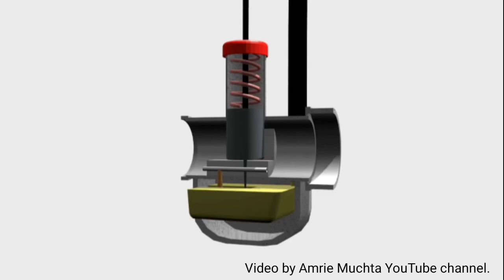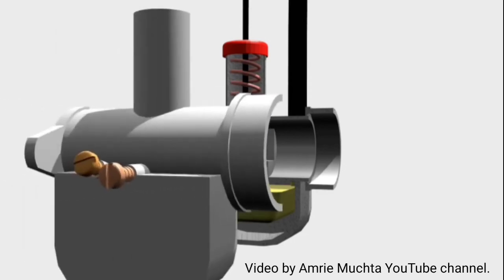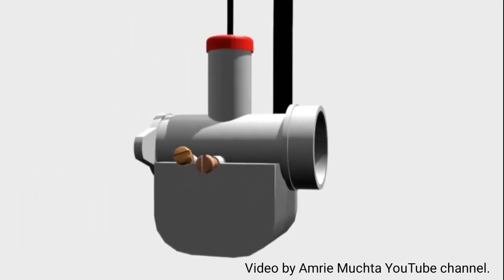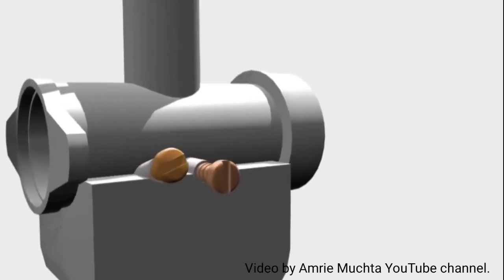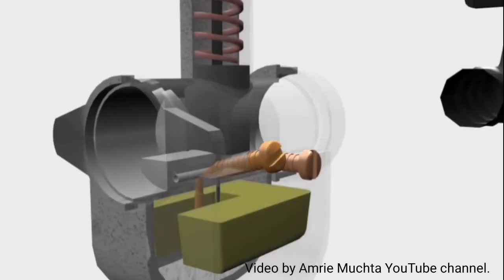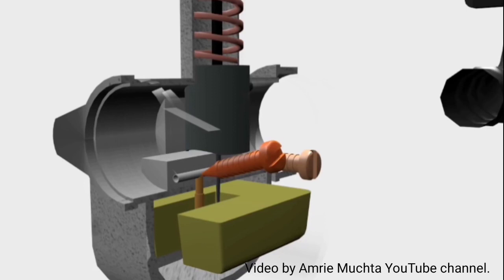And the last, you must be confused by the screws on the side of the carburetor. The screws are used to control the idle RPM. First, the idle air screw. It is used to adjust the width of the idle air channel. So, when it is tightened, the idle air channel becomes narrower, so that less air passes through.